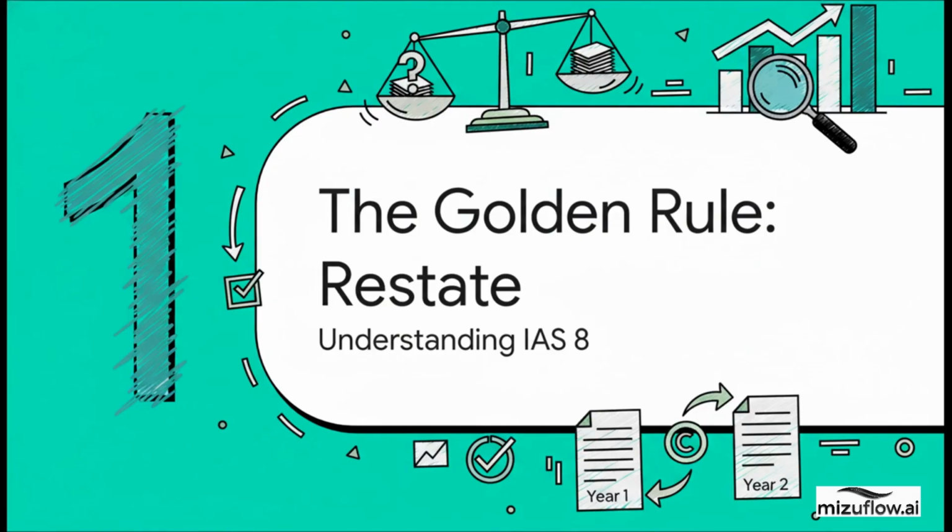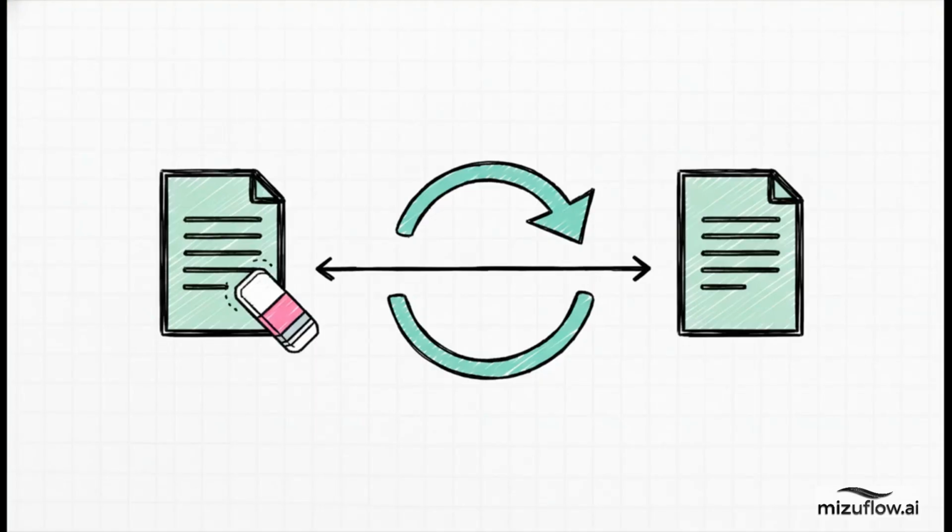First things first, what's the baseline? What's the default action when you find one of these errors? Well, the International Accounting Standards, specifically IAS 8, gives us a very clear starting point. And here it is. The guiding principle is crystal clear. You have to correct these errors retrospectively.